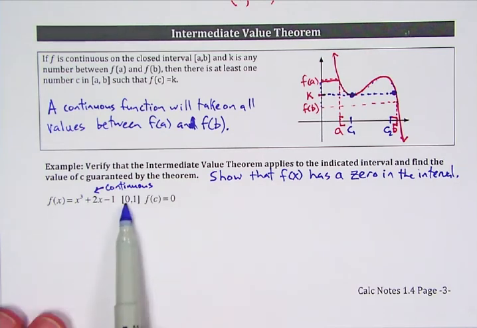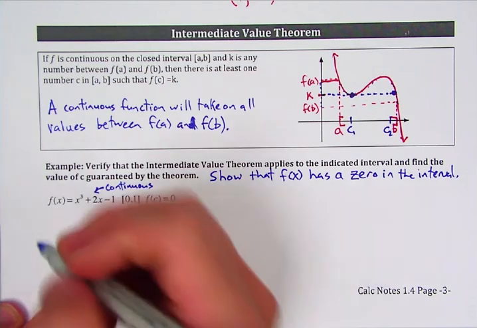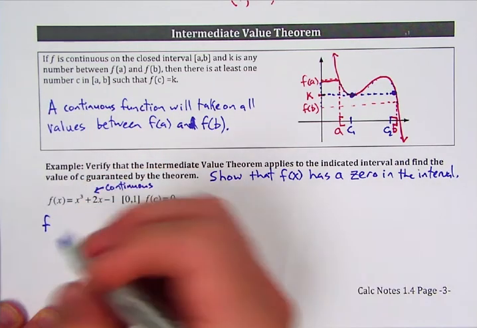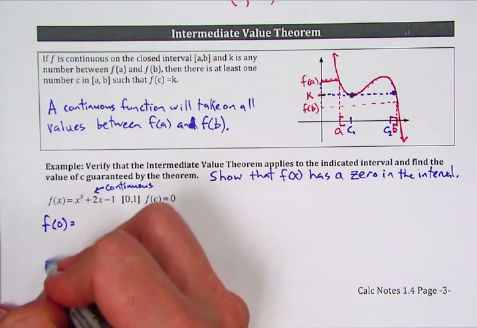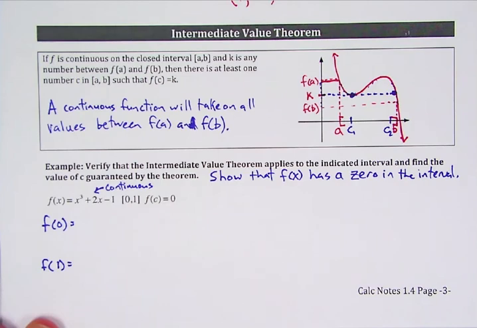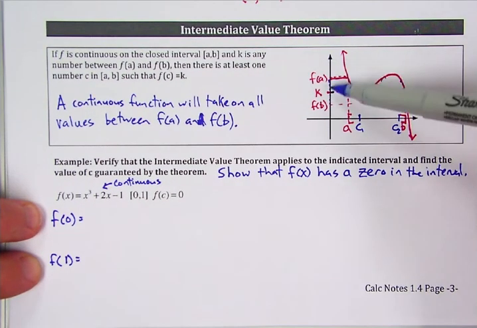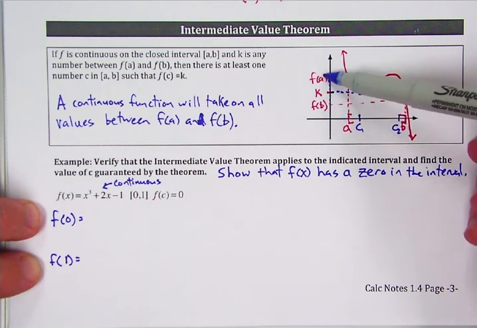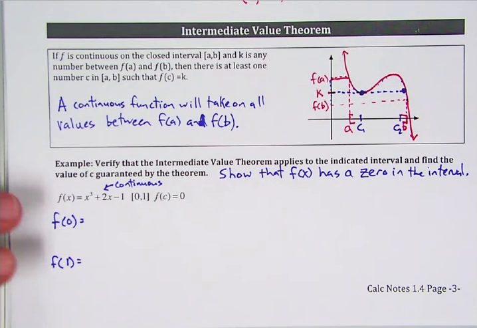So what we're going to do is we have our interval 0 to 1, and we need to substitute that into our function. So we're going to find what's going on at f of 0, and we're going to find out what's going on at f of 1. Okay? And notice these two values here are going to correspond to these two values right here. So that's what we're finding right now.